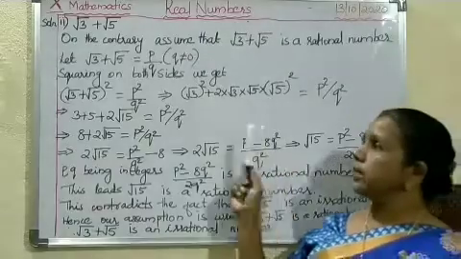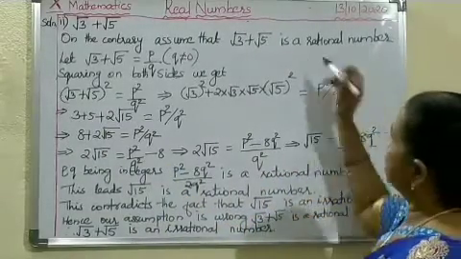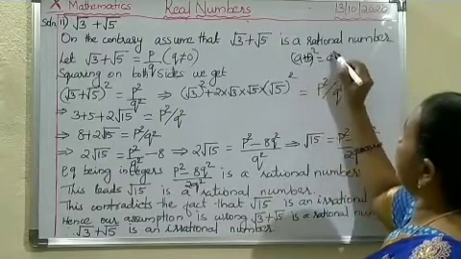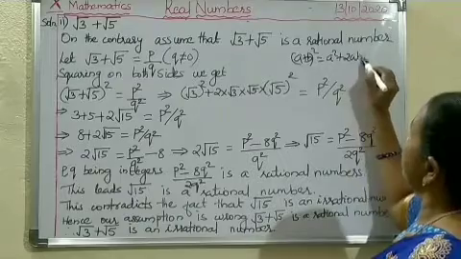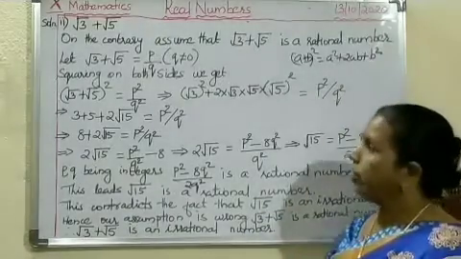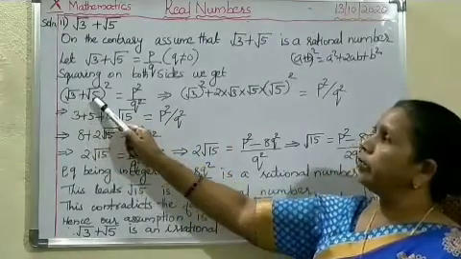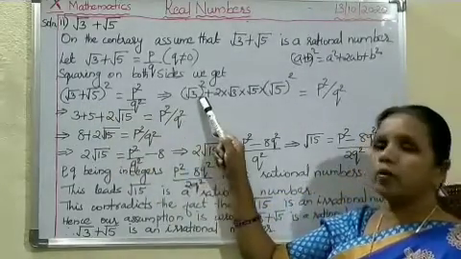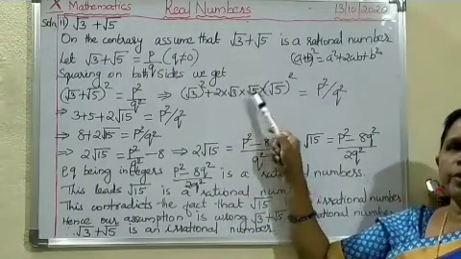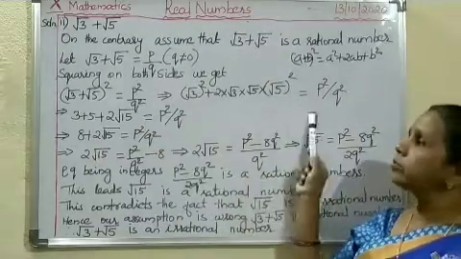Here we use the formula: a plus b whole square is equal to a square plus 2ab plus b square. Then what will we get? First, a is equal to root 3 and b is equal to root 5. Then a square means root 3 whole square plus 2 into root 3 into root 5 plus root 5 whole square is equal to p square by q square.